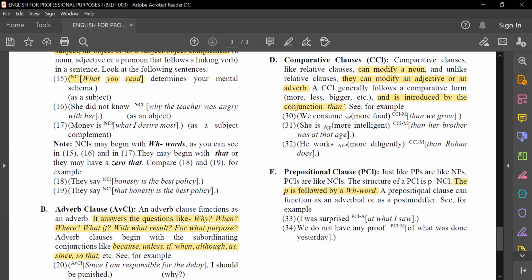Let's look at how it is. The prepositional clause can function as an adverbial or as a post modifier. So this is one more addition to this. The first one is that the structure is this one.